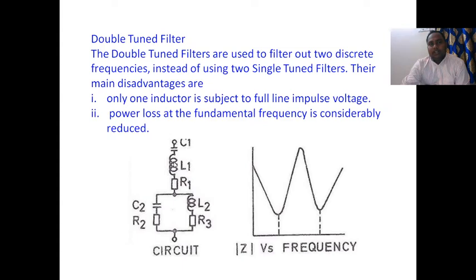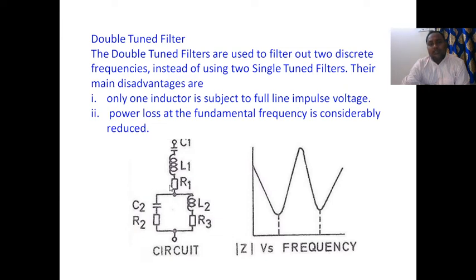So please observe the double tune filter. In the double tune filter also the elements are LC, but there are more elements. In a single tune filter we have one LC element. In double tune filters there are three resistances, two inductances, two capacitances, namely R1, R2, R3 resistances, L1, L2 inductances, C1, C2 capacitances. Please observe the diagram of the double tune filter.